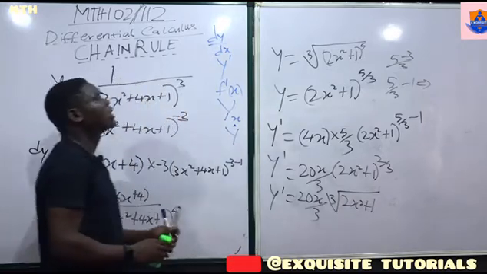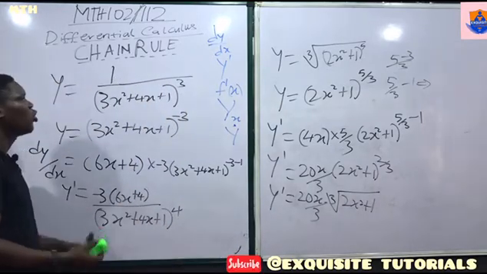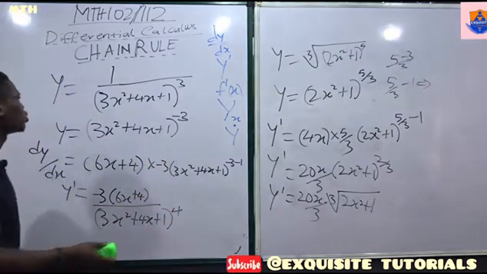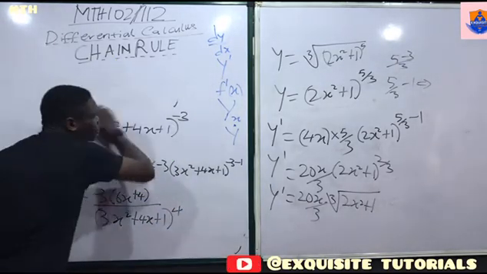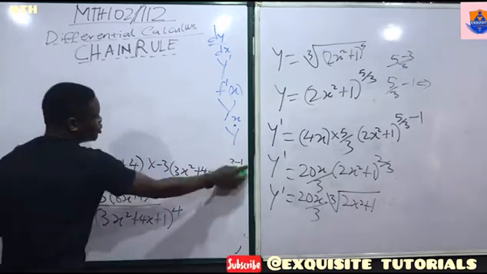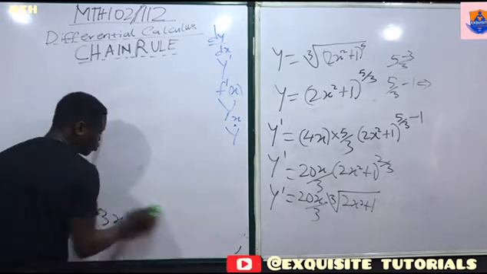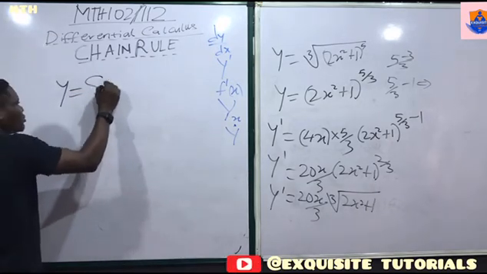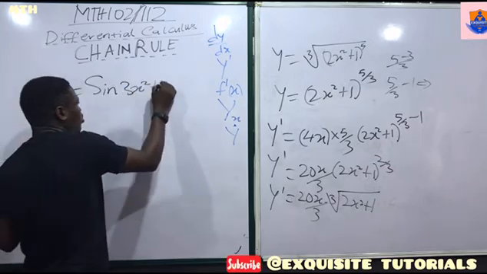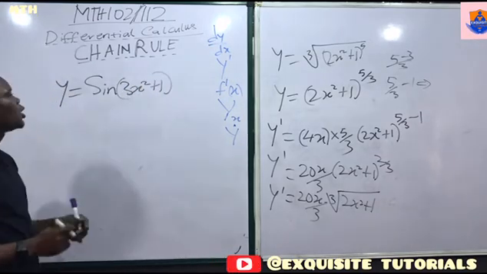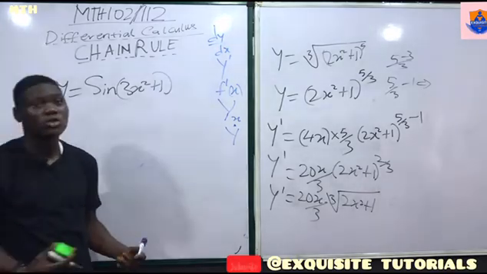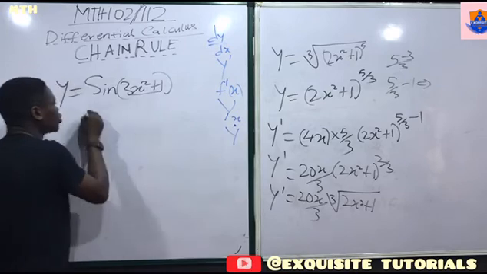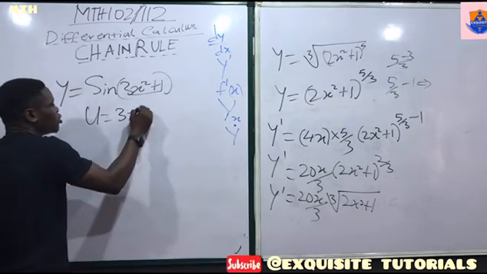Very straightforward. Now what if you have some special functions other than your normal x and y? What if you have trigonometrical functions, your logarithmic function, and so on? Your chain rule can still come into place. Let's say you have y equals sine of 3x squared plus 1. Remember we said when you differentiate sine, you are going to have cos. So at this point, we are going to change this function to be u. So u becomes 3x squared plus 1.